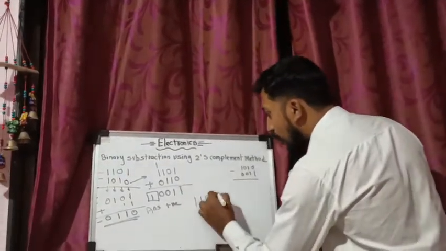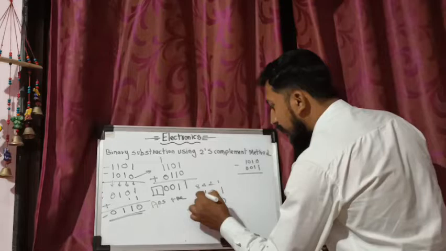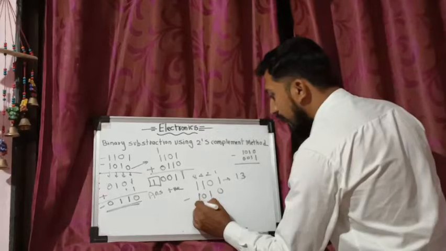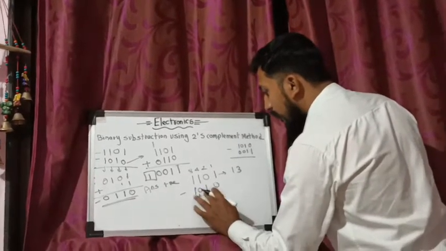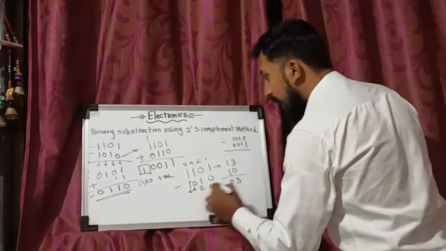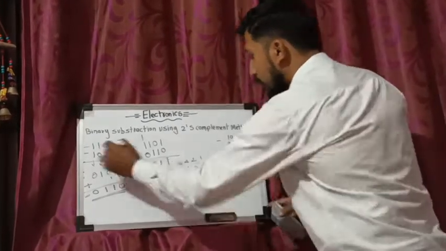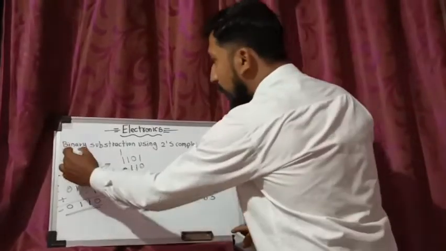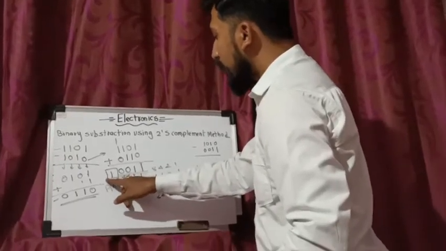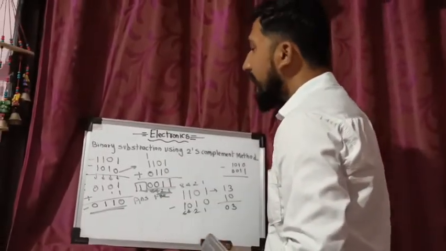After doing this, what is the given problem? 1 1 0 1 minus 1 0 1 0. With place values 8, 4, 2, 1, it is equivalent to 8 plus 4 plus 1, which is 13, minus 8 plus 2, which is 10. That is equivalent to 3. And this result number is equivalent to 3 as well. So our answer is correct. What we have done is binary subtraction using 2's complement. If my final carry is 1, my answer is positive. Okay, so let us solve another problem where my final carry is 0, so the answer is negative.